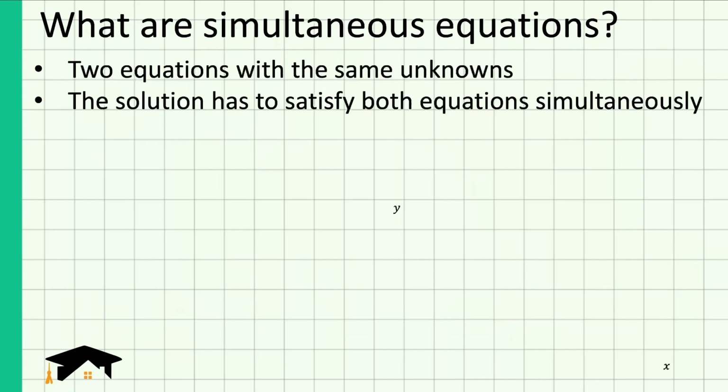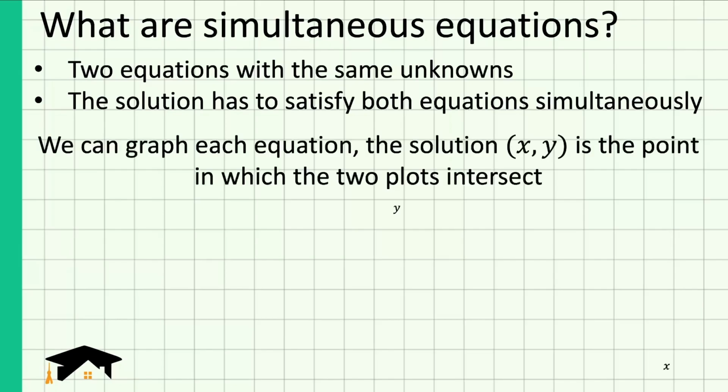They are two equations that have the same unknowns, and the solution that we find for each of those unknowns has to satisfy both equations simultaneously. The reason for this is that we can draw a graph for each of the equations, and the solution will be the intersection point for the two plots.